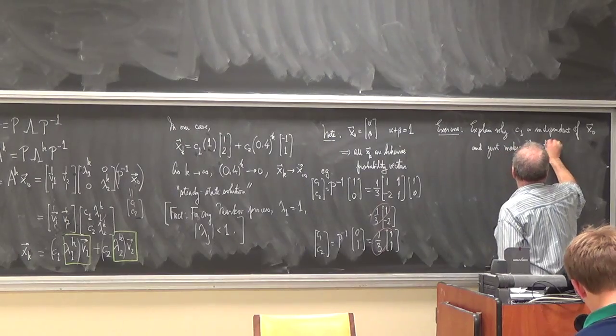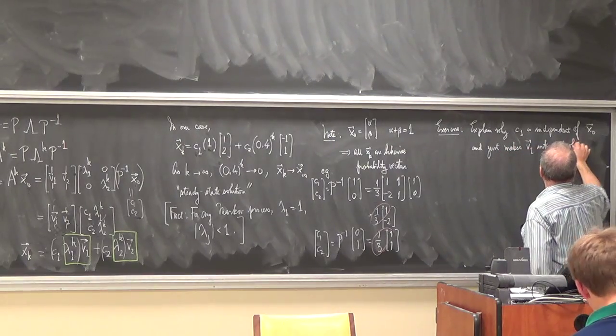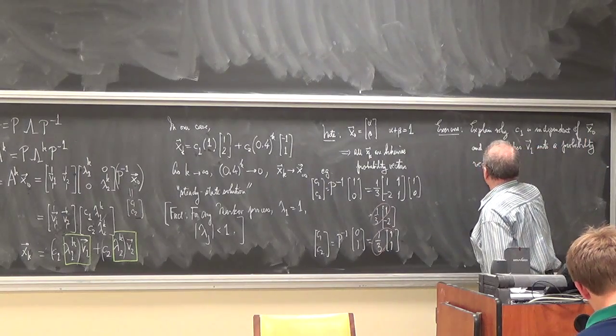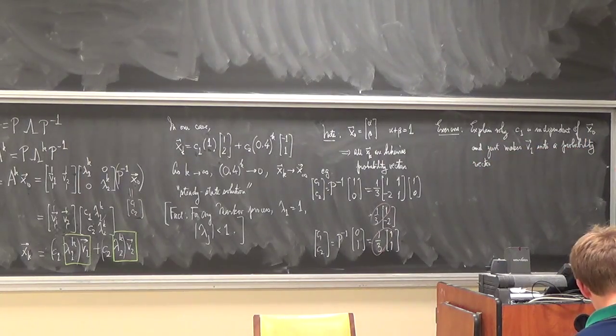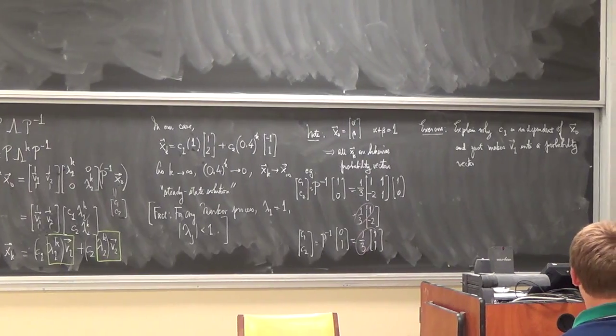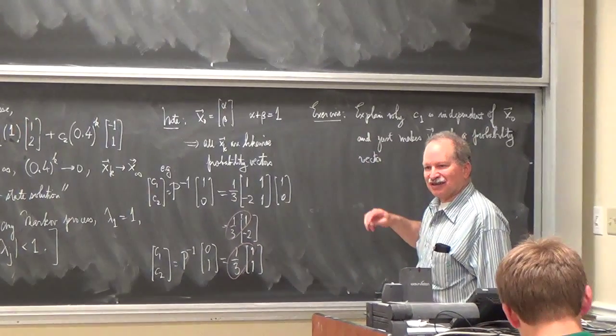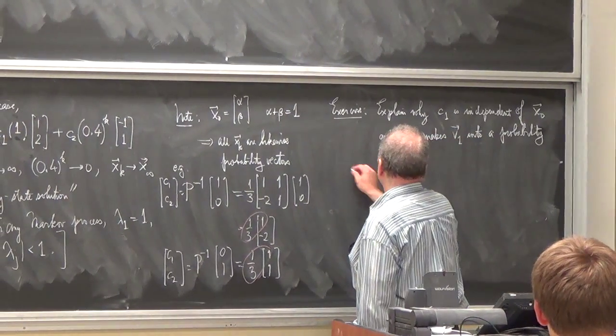So this is exactly what Jackson just said. The C1 times V1 is going to make a probability vector. And so if you picked V1 to be a probability vector to start with, C1 would have been 1. So I'm going to leave it to you to figure that out. It shouldn't take you more than a few minutes.